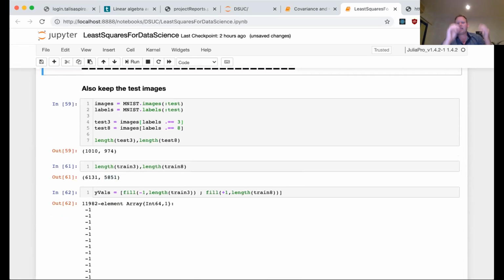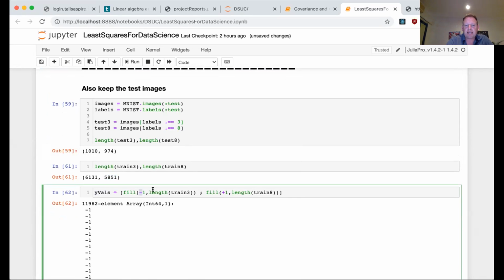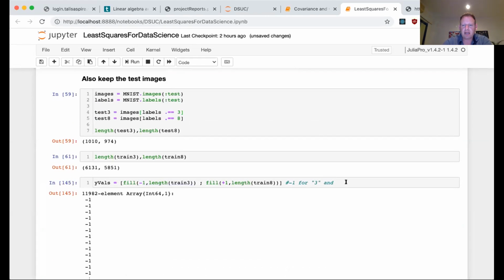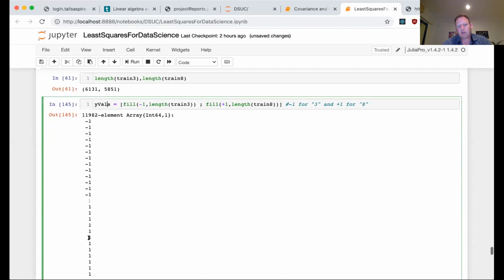All right. So here is how we use least squares in a very barbaric way to do this classification. We're just going to do least squares data fitting, where for the y values, we will put -1 for a 3 and +1 for an 8. I'm going to create this y vals. The sum of these two counts is 11,982. I'll have -1, -1, -1, and then ones.